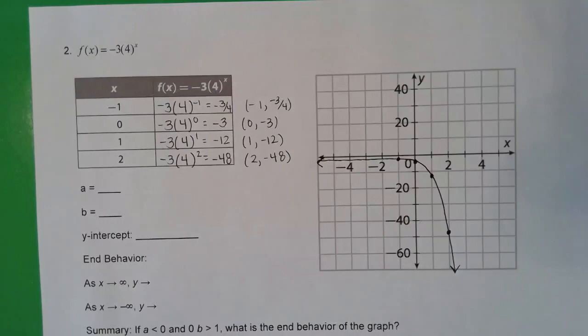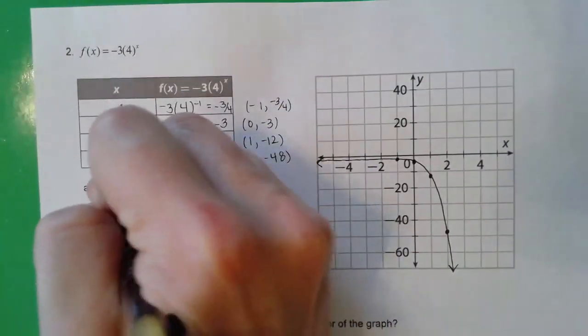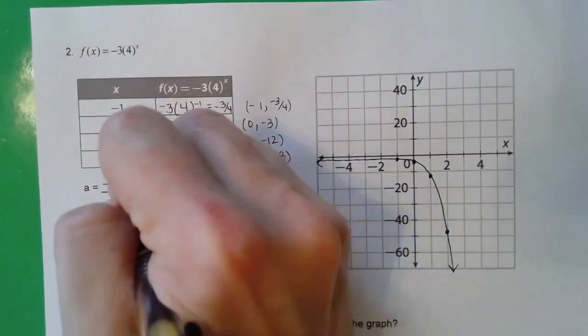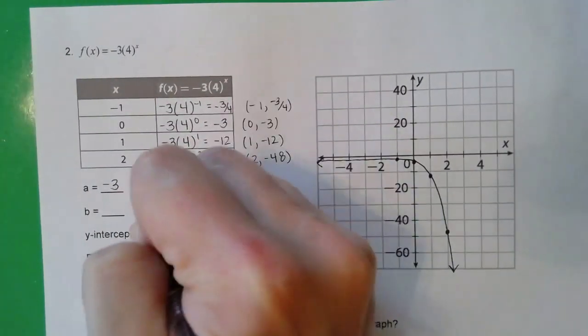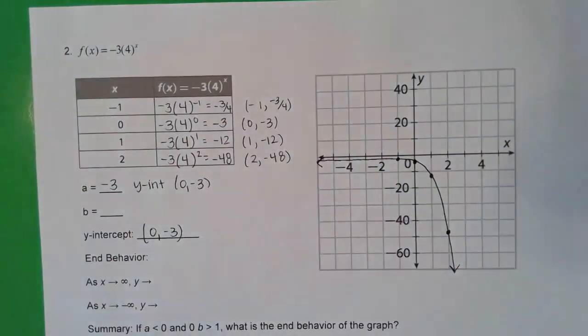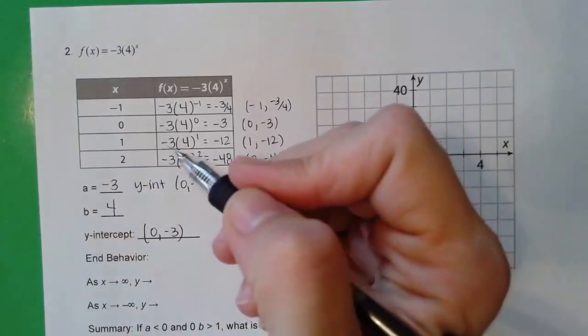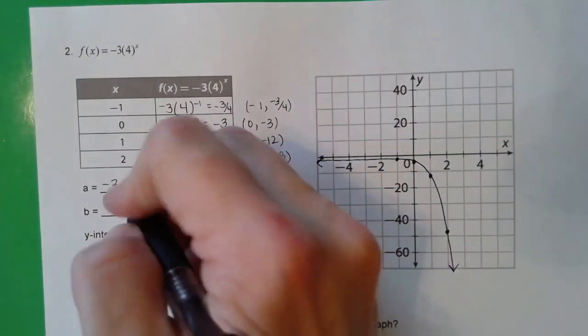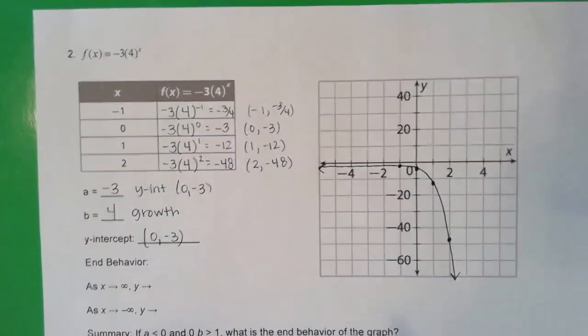And so the a value, remember that's always the number out front, and it's always going to be your y-intercept. So I already know that my y-intercept is going to be the point (0, -3). The b value is the number inside parentheses, and so that's a 4. On this one, it's a multiplier, and so that means that this graph is growing. It's exponential growth. Kind of tricky.